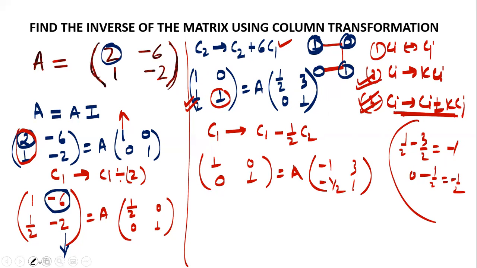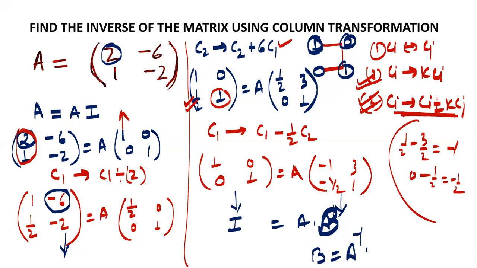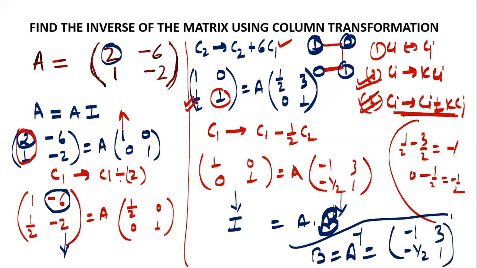So here what we have got, you can see this is identity matrix, this is A. So what would it be? This would be A inverse, because if AB equals I, we say that B is the inverse of A. So we can say B, which is equal to A inverse, is equal to minus 1, 3, minus half, and 1. This is our final answer.